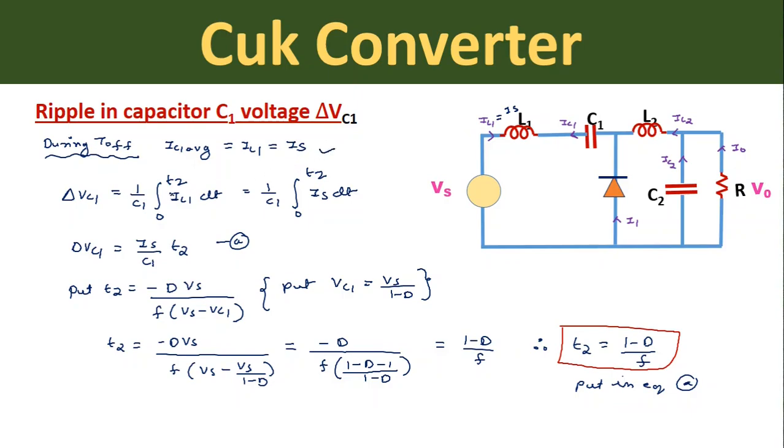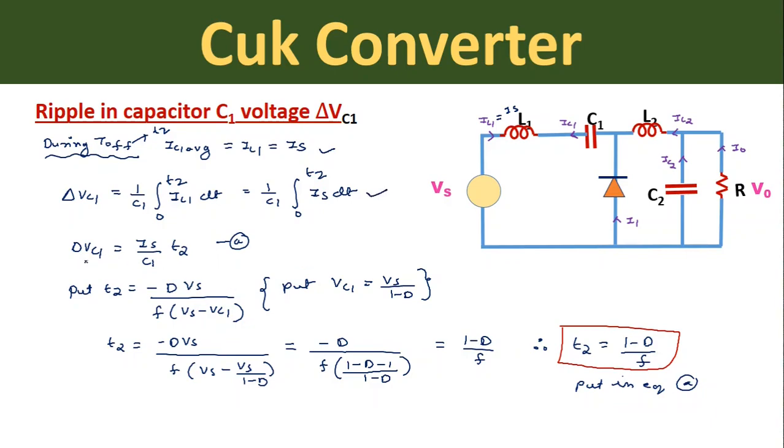Now we will find the ripple in capacitor 1 voltage, or change in capacitor 1 voltage del Vc1, which is equal to, by formula, 1 upon C, integration from 0 to T2, because we are taking the off period of the switch. Then we will put this value IL1 dt. This IL1 is equal to Is, so we can write this equation like this.